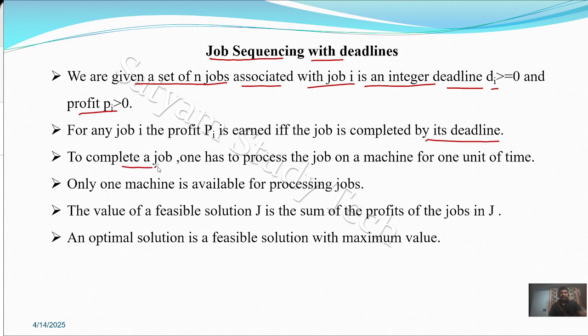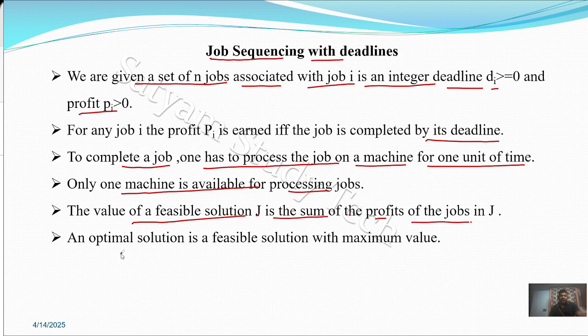To complete a job, one has to process the job on a machine for 1 unit of time, and only one machine is available for processing the jobs. The value of a feasible solution J is the sum of the profits of the jobs in J. An optimal solution is a feasible solution with the maximum value. So this is also a maximization problem.